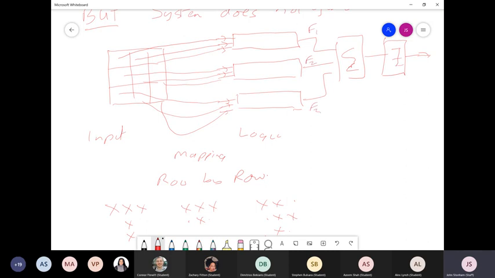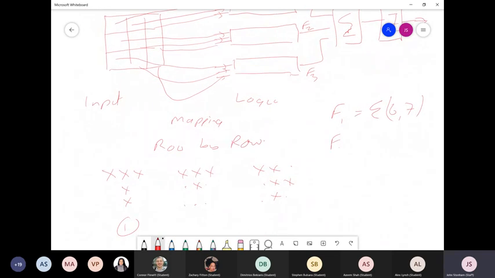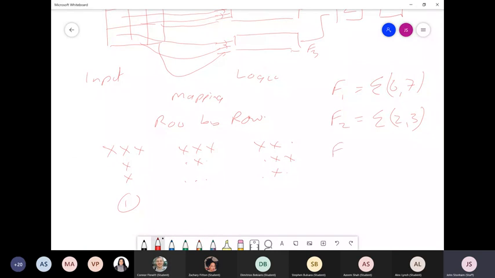So F1, F2, and F3. F1 is going to be, in shorthand notation, 6, 7. First canonical form. F2 is going to be 2 and 3. I hope you remember this notation from level 1. And F3 is going to be 0 and 2.